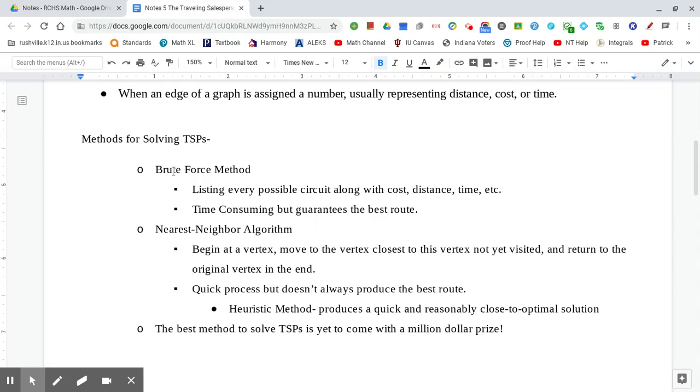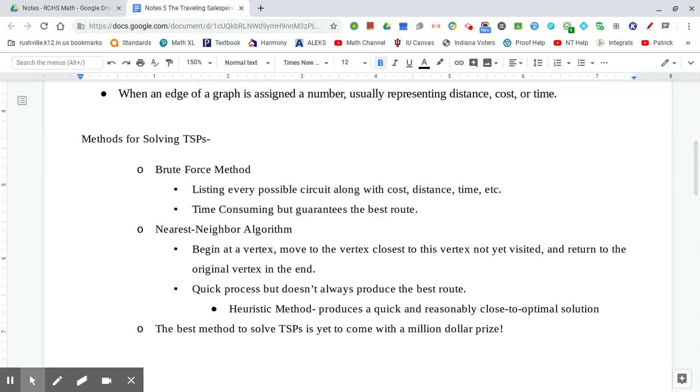Right now, the brute force method is going to guarantee the best route every time. It's going to give you the optimal, meaning the best, solution every time. The reason why it's not necessarily the best method to use is because it's going to be very time consuming, especially when you get a larger graph. Computer scientists are able to program computers, but it will still take computers a long time to figure out this best route.